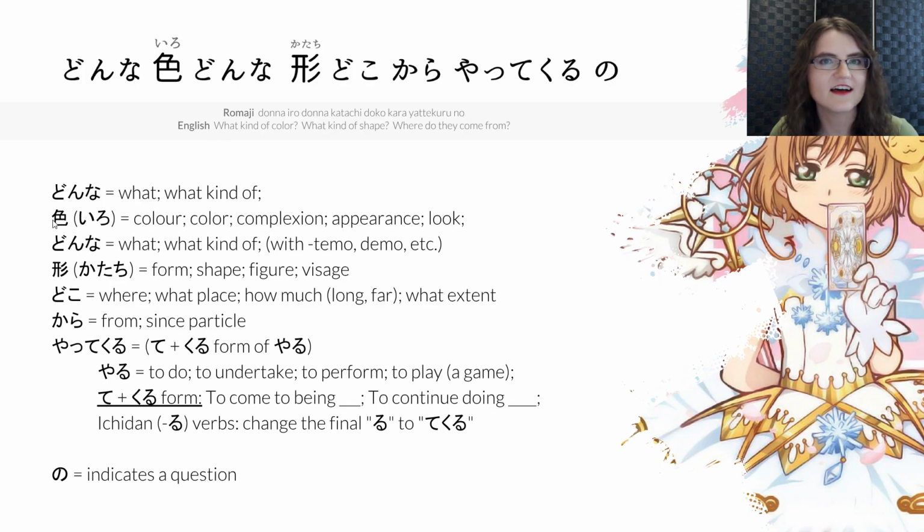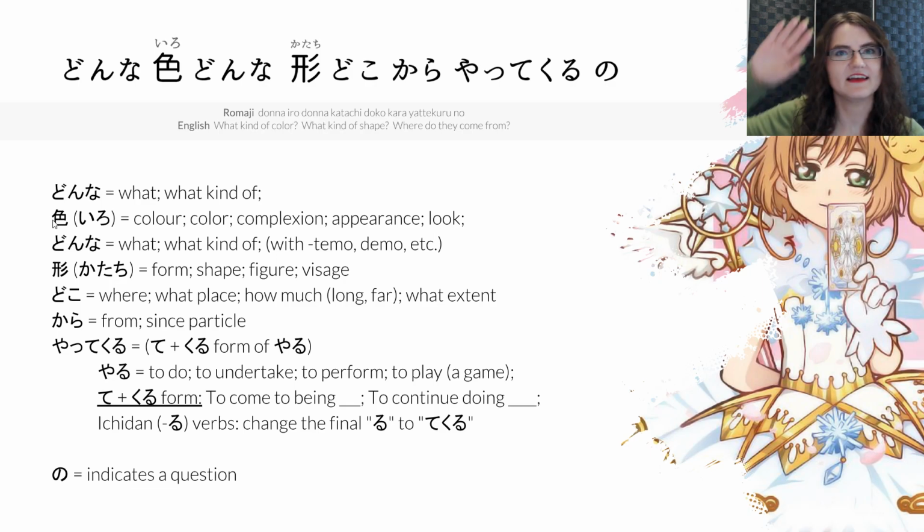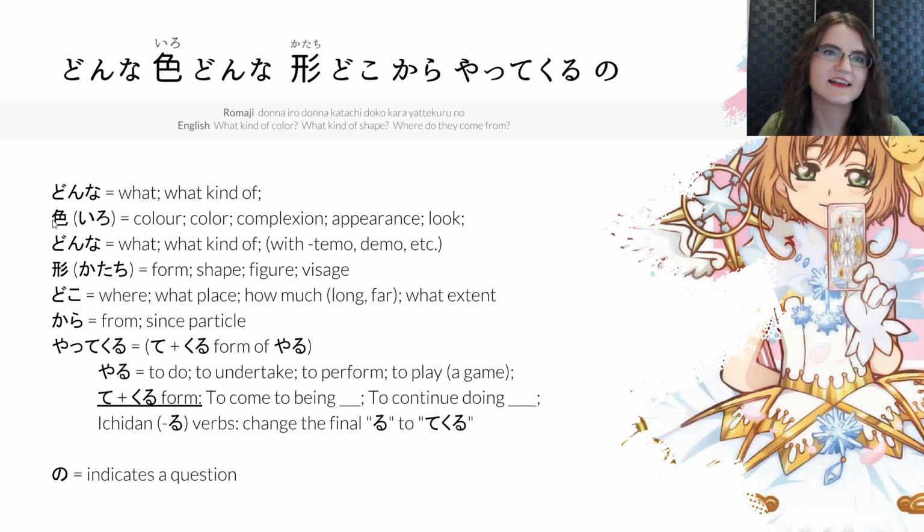And iro, in songs and stuff, can also mean passion or being filled with color, versus having a dreary, drab, monochrome existence, versus having a colorful existence. So it could be using it in that kind of connotation.